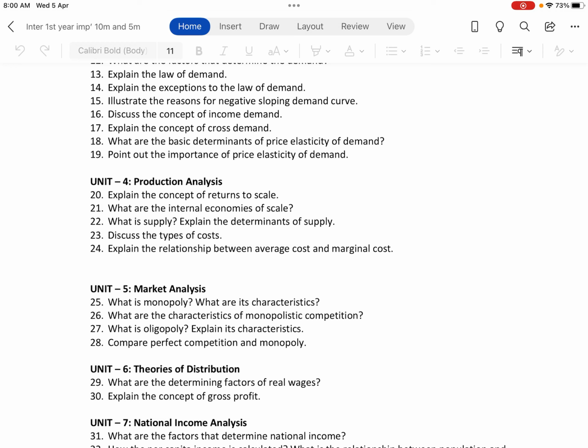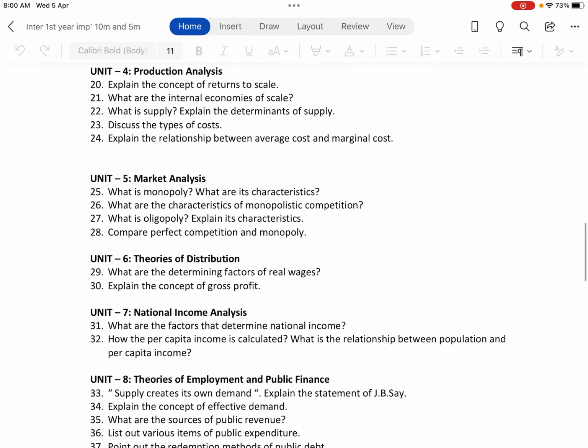Okay. And 26th question, what are the characteristics of monopolistic competition? 27th question, what is oligopoly and explain its characteristics? And 28th question, compare perfect competition and monopoly. So you have to highlight the differences between perfect competition and monopoly based on their features.